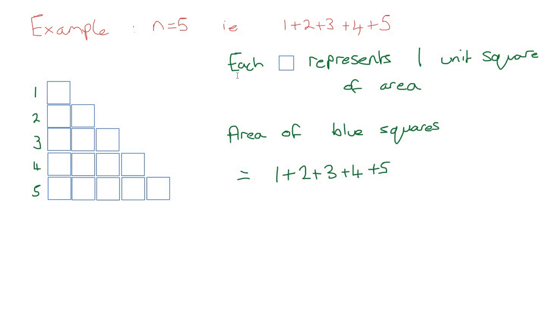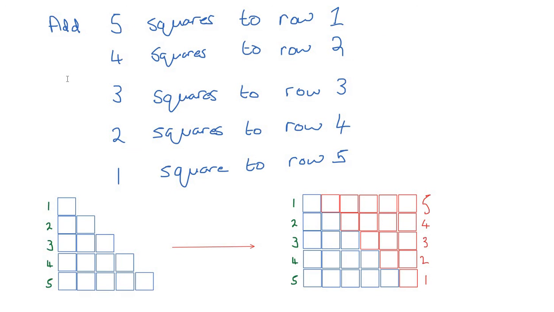Now hopefully you recall from the proof that to actually prove it, we added n to 1, n minus 1 to 2, n minus 2 to 3, and so on. So what I'm going to do is add these number of squares onto the row now. Okay, fantastic. So I've gone ahead and added 5 squares to row 1, 4 to row 2, 3 to row 3, and so on. So now this is a rectangle which is 2 lots of our sum. Now you should be able to see that the width of this rectangle here is 6 and the height of it is 5.